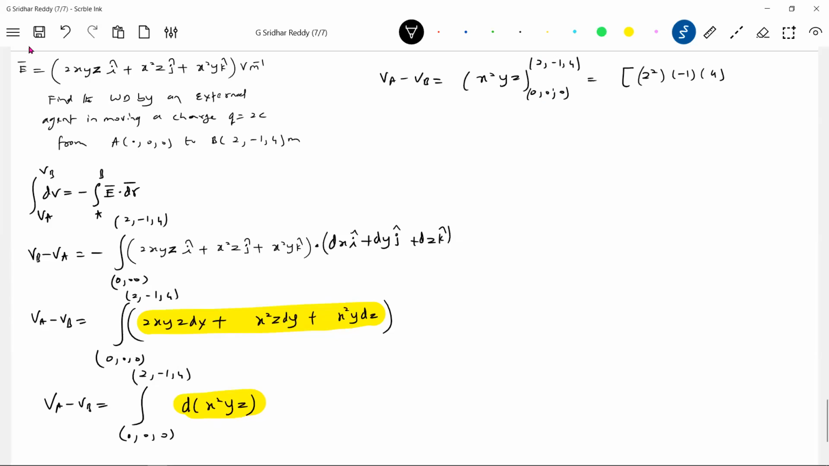16 volt. Work done by an external agent in moving a charge from A to B means VB minus VA. VA minus VB is 16 volt, so VB minus VA will be plus 16 volt. So 2 into 16, 32 joules of work he should do to move a charge slowly from A to B.